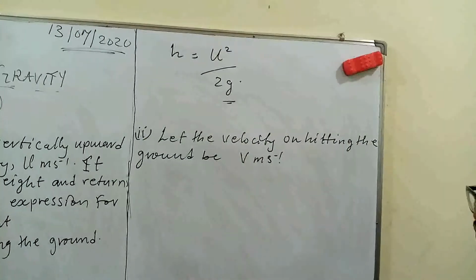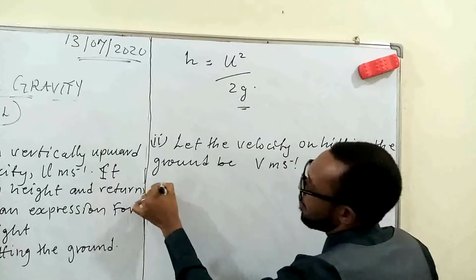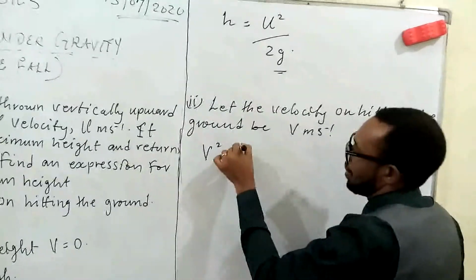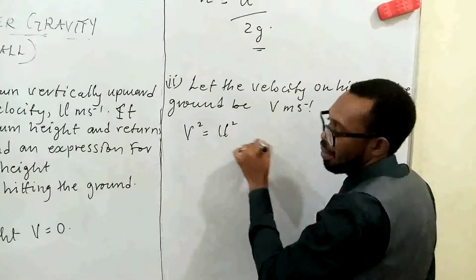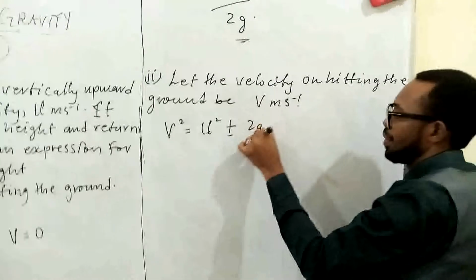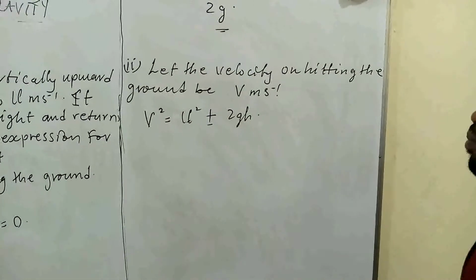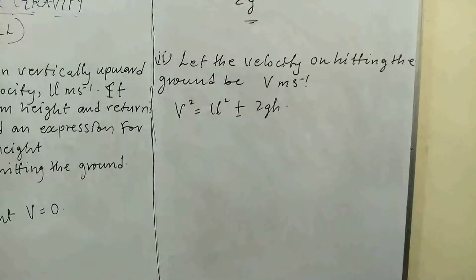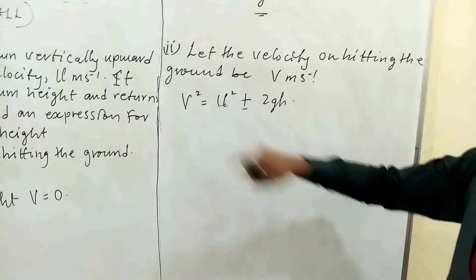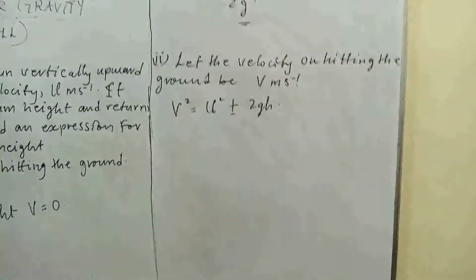If the velocity on hitting the ground is V meters per second, we have that v squared equals u squared plus or minus 2gh. Still the third equation of motion under gravity is what we are applying. But in this case, u is equal to 0. If you look at it critically, u is equal to 0.